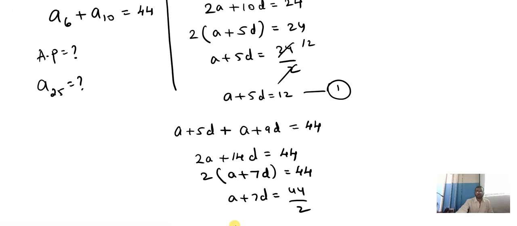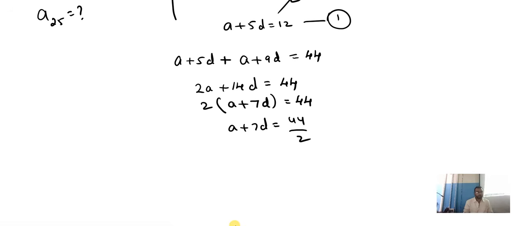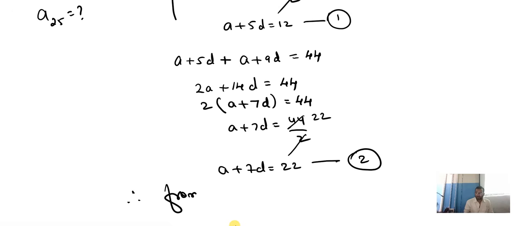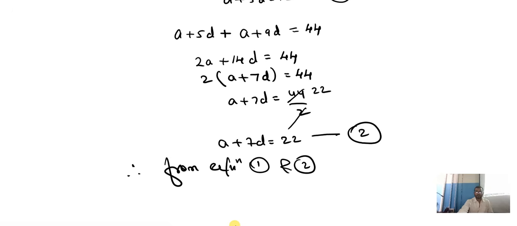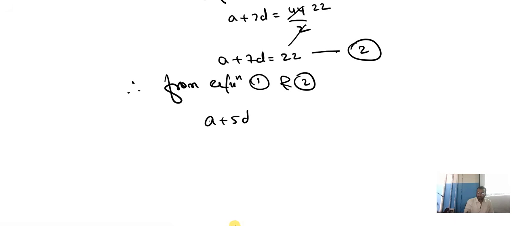Can we cross multiply 2? Yes. This 2 will come down. Now 2 ones are 2, 2 twos are 4, so A plus 7D is equal to 22. This is equation 2. Now can we solve equation 1 and 2? Therefore, from equation 1 and 2, equation 1 is A plus 5D is equal to 12. A plus 5D is equal to 12. A plus 7D is equal to 22.